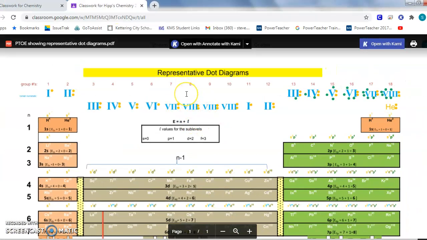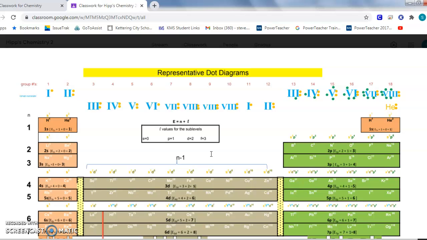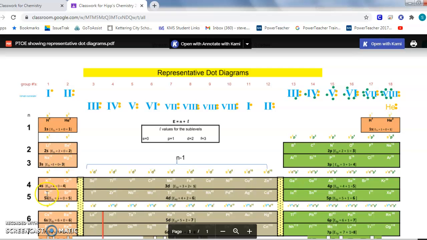This is very similar to the Aufbau order of filling, except this periodic table actually has the dots on it. Each of these dots represents the electrons. This is called the representative dot diagram periodic table. It also has the Aufbau order of filling on it. Dot diagramming is very easy. Remember, the dots on the right side are in the S sublevel, and the other three sides are the p orbitals making up the p sublevel.